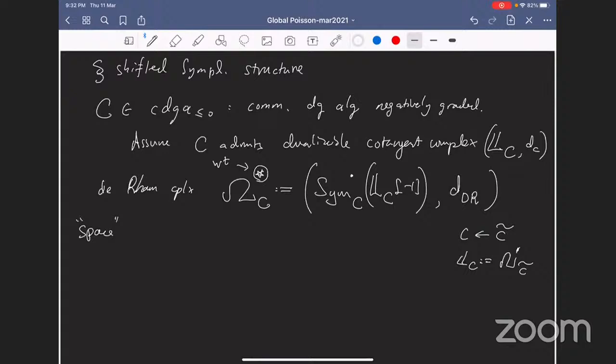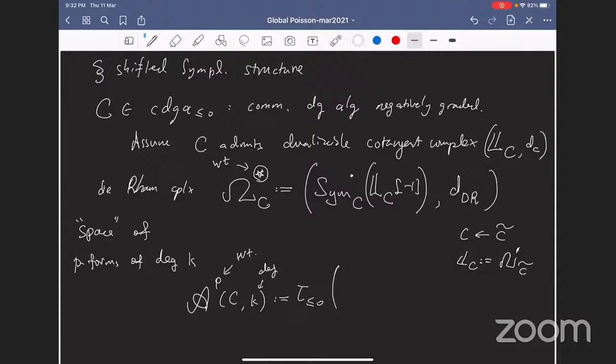This word is a little bit vague. So the space of p-forms of degree k, which is denoted by A^p(C, k), is defined as follows. Note that this p here is the weight, and k here is the degree. It is defined to be the truncation of Omega^p(C) with the shift p plus k. Because Omega^p carries an internal differential, this truncation is with respect to the internal differential. As I say space, I really mean simplicial set, so this carries the structure of a simplicial set.